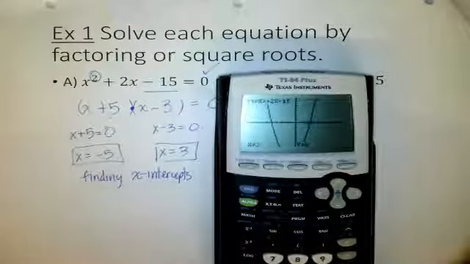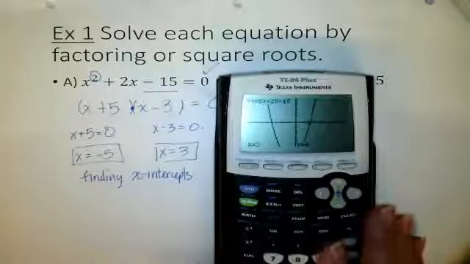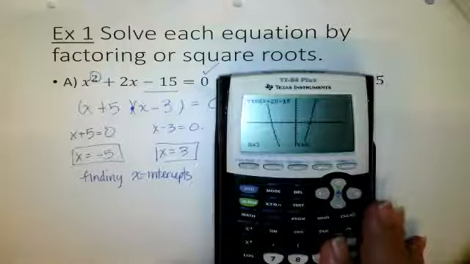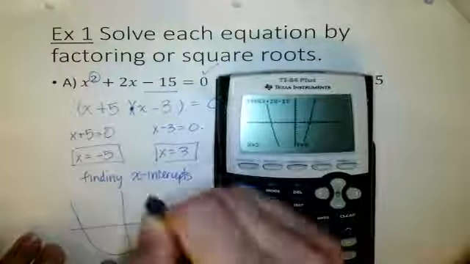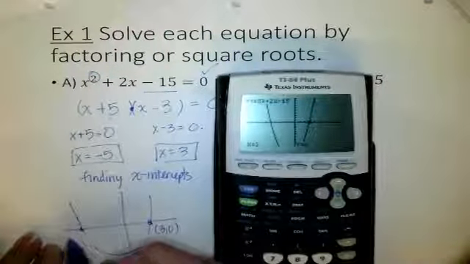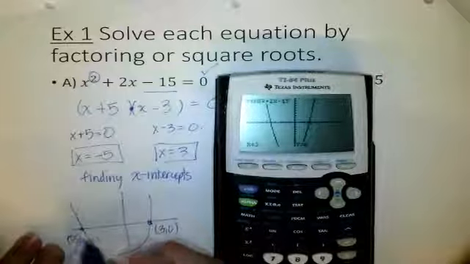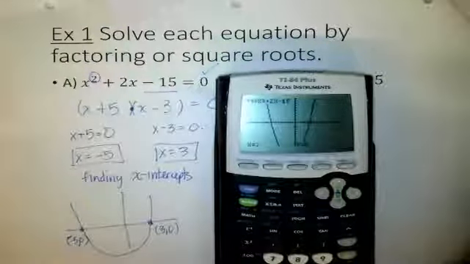Really, really useful stuff, ladies and gentlemen. Okay? If you were to use your calculator, you would draw me this picture, and you'd label this point 3, 0, and -5, 0 for your answers to be -5 and 3.